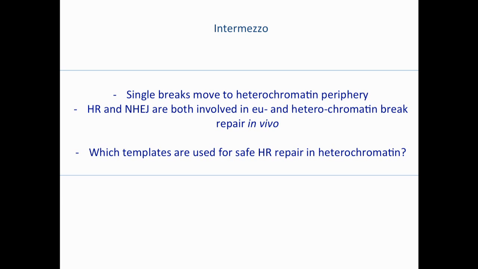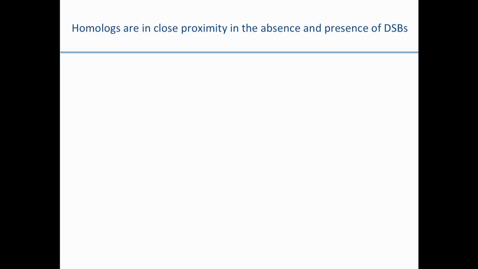And then the final question I would like to talk about today is what templates are being used to actually be able to get safe homologous recombination repair in heterochromatin. So we know that homologs in Drosophila are very closely associated throughout the cell cycle. And indeed, the lab of Kent Golic already showed a long time ago that homologs can be used in the repair of double-strand breaks within the male germline.